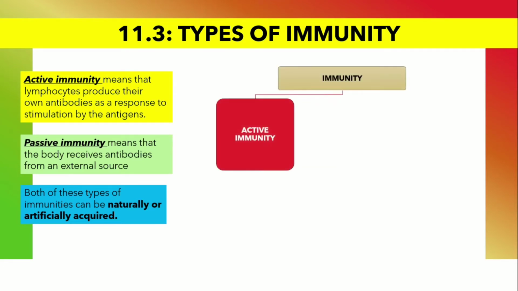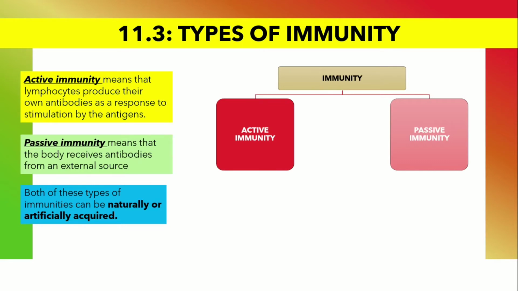Today we are going to continue subtopic 11.3, the types of immunity. Immunity is divided into two types, active immunity and passive immunity. What does active immunity mean? It means that the lymphocytes will produce their own antibodies as a response to stimulation by the antigen. Meanwhile, passive immunity means that the body receives the antibodies from external sources.